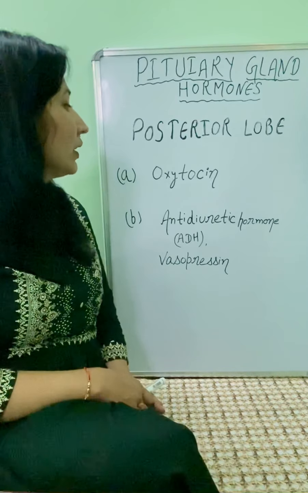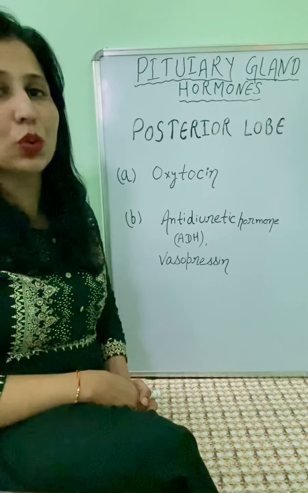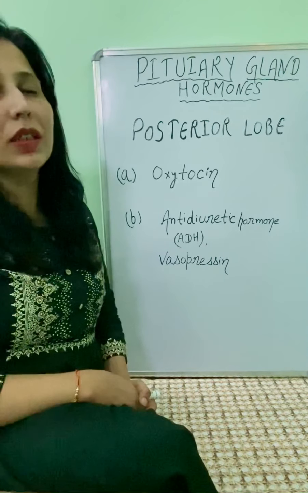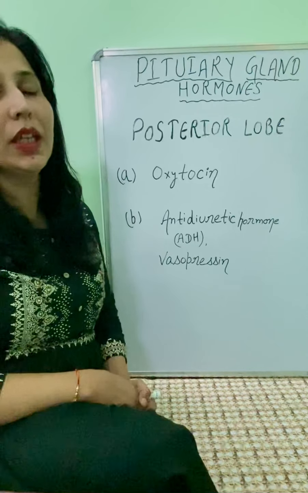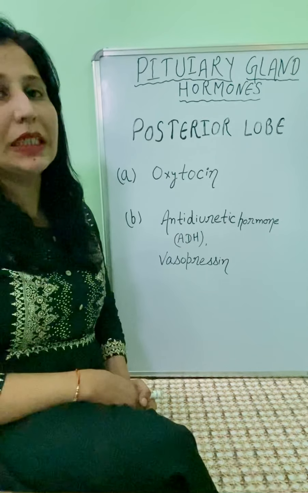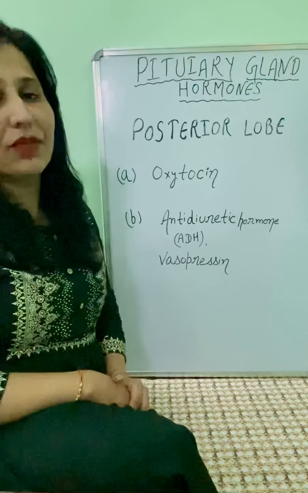Oxytocin is always given through the intravenous route. Whenever we are giving it by the intramuscular route, we always need to check for aspiration through the needle, because it can go into the blood vessels.